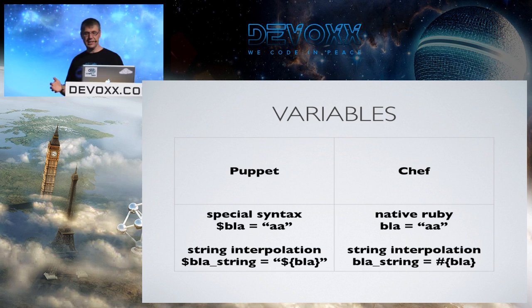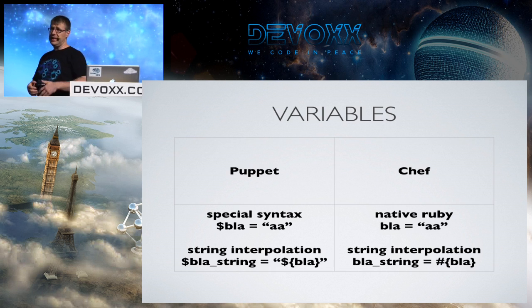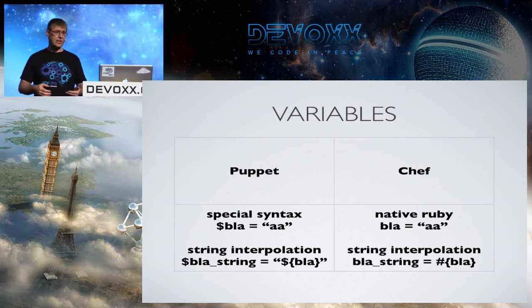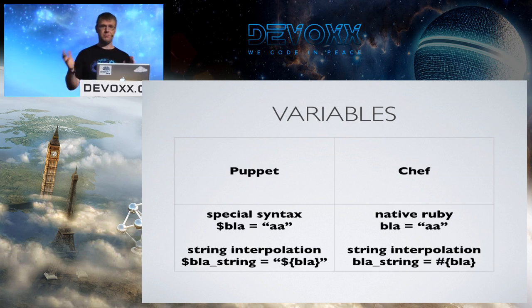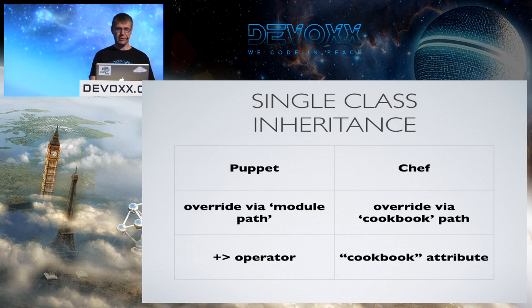Then a smaller one: Puppet has, again, a new construct for string interpolation, whereas Chef uses the simple one from Ruby, the hashtag, and the other one has the dollar sign. It's not something spectacular, but something you can compare both languages with.